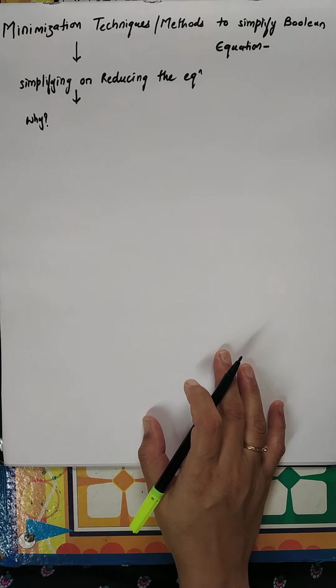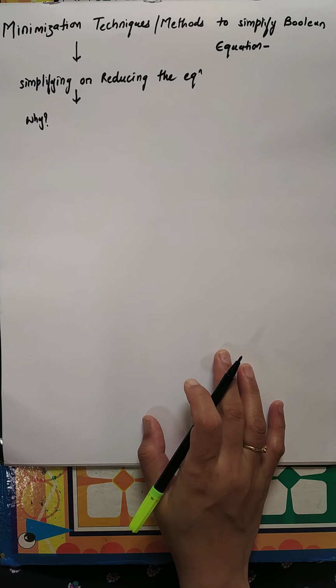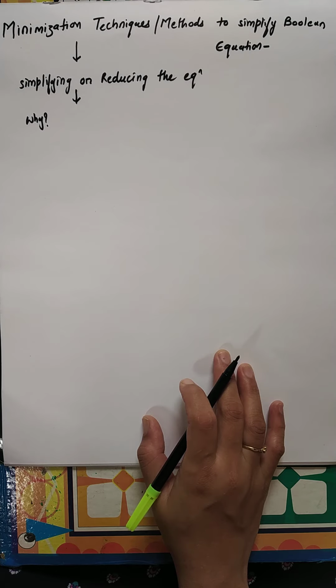Good morning, friends. Today we are going to see minimization techniques or methods to simplify Boolean equations. So first of all, we should know what a minimization technique is. Actually, a minimization technique is a technique which is used for simplifying or reducing the equation. Simplifying or reducing the equation means what?